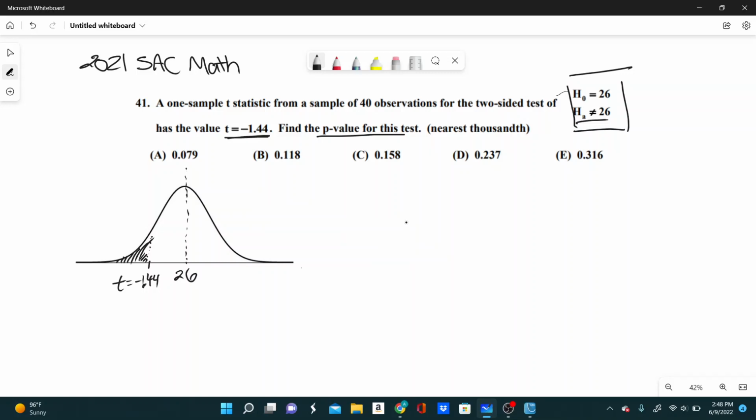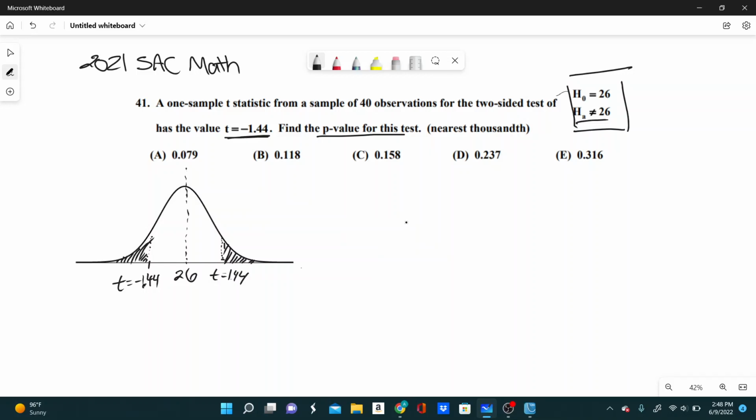Also note, it says not equal to 26. So this can actually go both ways. So this is what's called a two-tailed test, because it would also count as just as extreme if you had t equals just positive 1.44. So you actually have to find both of these areas.